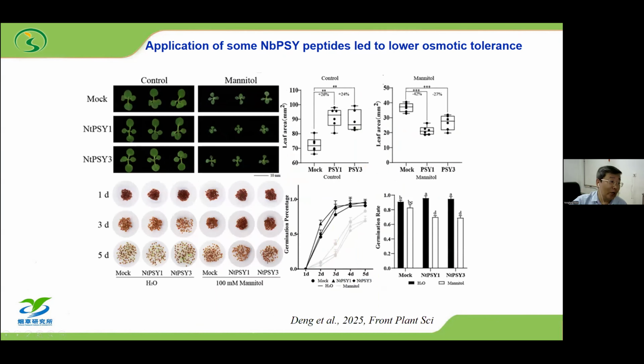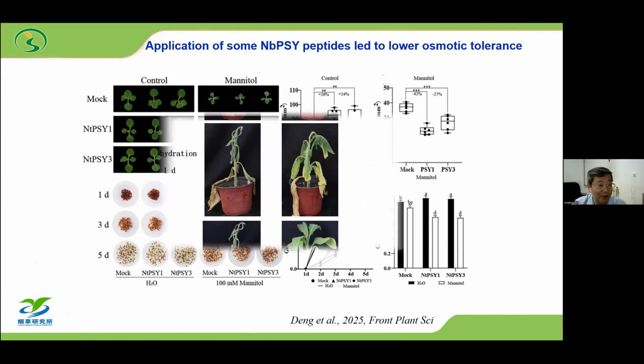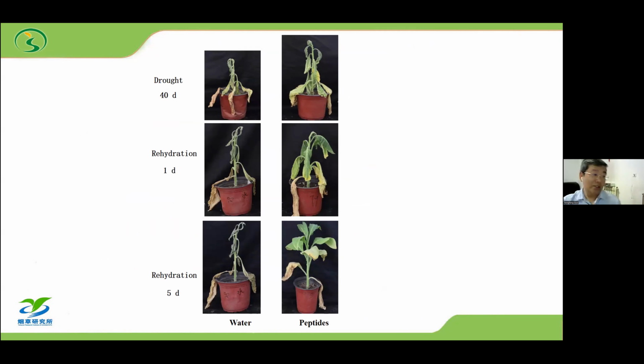So we also tried some other systems, including whole seedlings and seed germination. All show that the PSY peptides, most of them, will have an increased sensitivity after treatment together with salt or mannitol treatment, indicating that different peptides from different families will have different roles in regulating plant response to stress treatments.